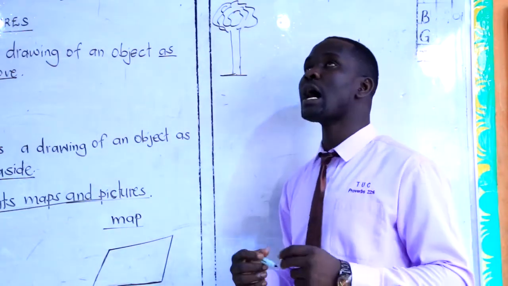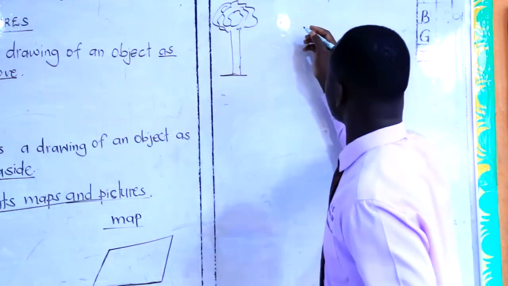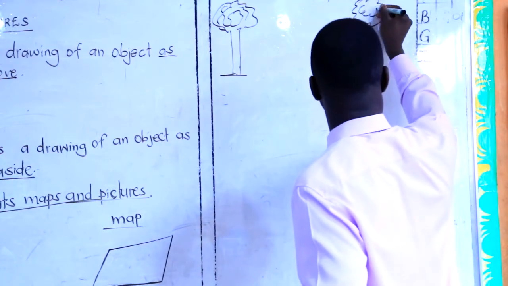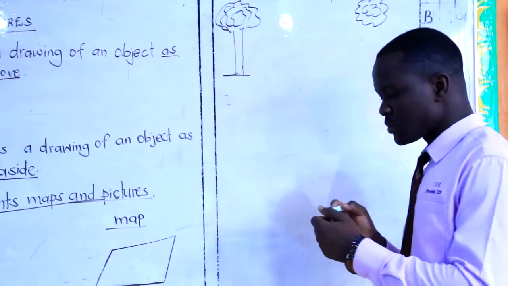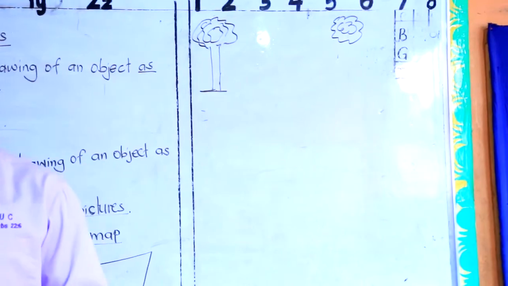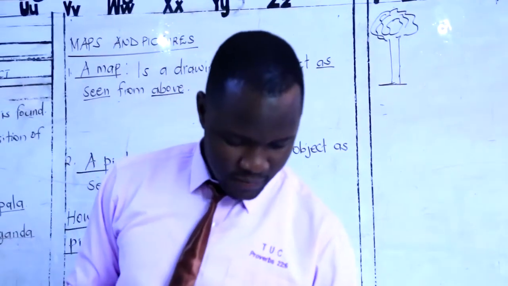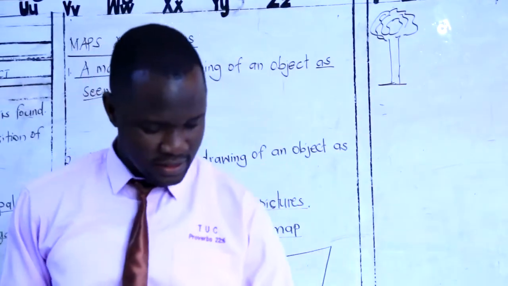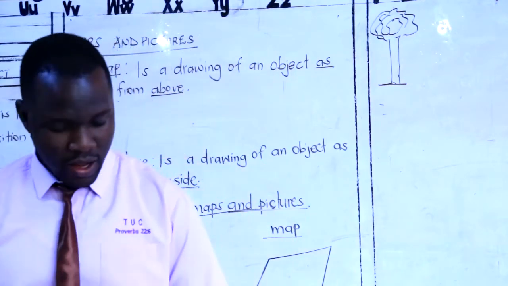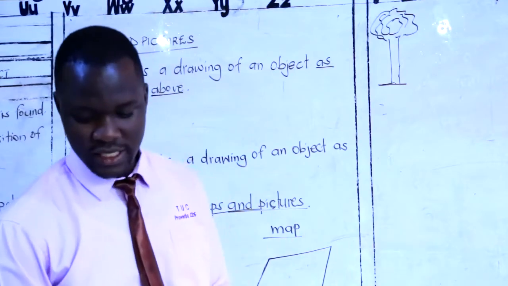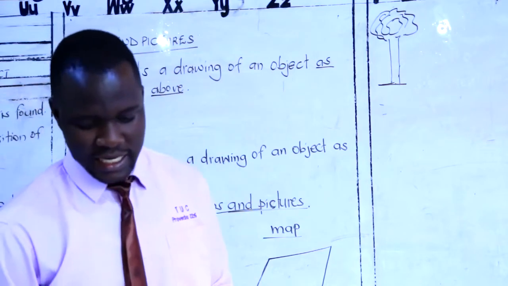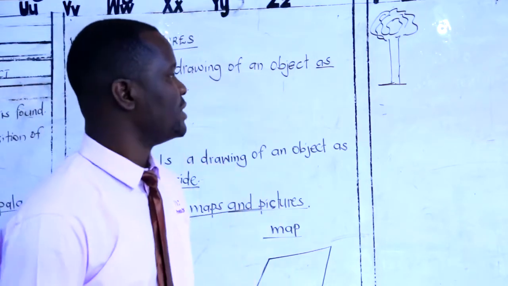Meaning someone was up and looking down at the tree. So we will find that that person will be able to see only the top part of the tree. So this can be the map of a tree. And also other diagrams, other objects can be drawn in different ways. That is how we represent objects, in terms of maps and pictures. Like I said, there are others that can be represented.